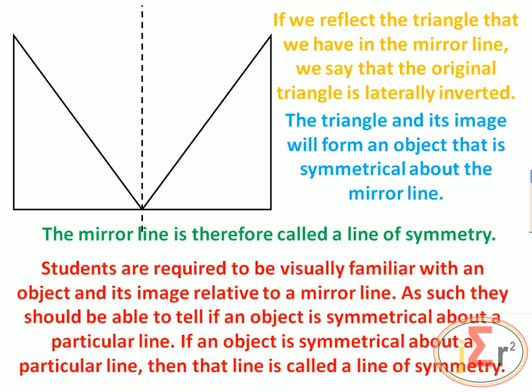Students are required to be visually familiar with an object and its image relative to a mirror line. As such, they should be able to tell if an object is symmetrical about a particular line. If an object is symmetrical about a particular line, then that line is called a line of symmetry. And what does symmetrical mean? That means each half is a mirror image of the other.